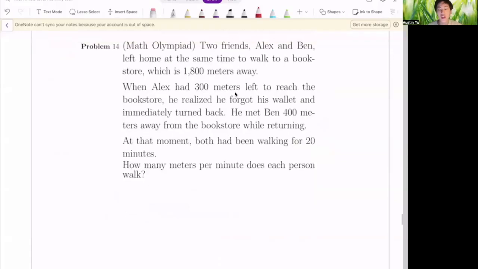Problem 14. Two friends, Alex and Ben, left home at the same time to walk to a bookstore, which is 1,800 meters away. When Alex had 300 meters left to reach the bookstore, he realized he forgot his wallet and immediately turned back. He met Ben 400 meters away from the bookstore while returning. At that moment, both had been walking for 20 minutes. How many meters per minute does each person walk?